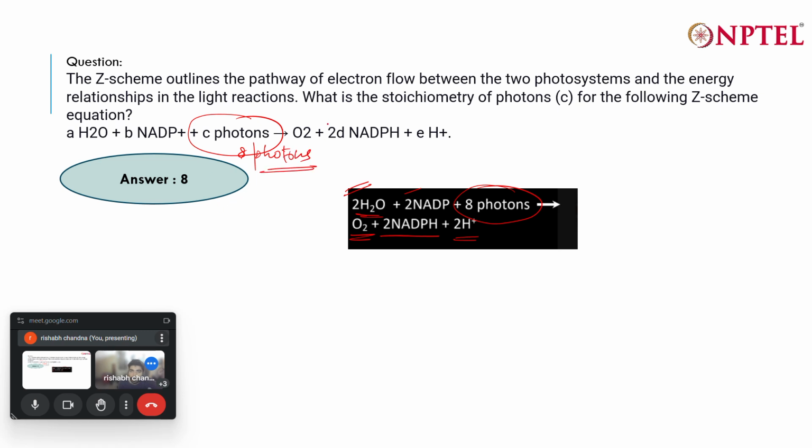Okay, and how 8 photons? 4 for PS2 and 4 for PS1. So 4 photons are required for the activation of PS2 and 4 photons are required for the activation of PS1. Okay, is the explanation clear?